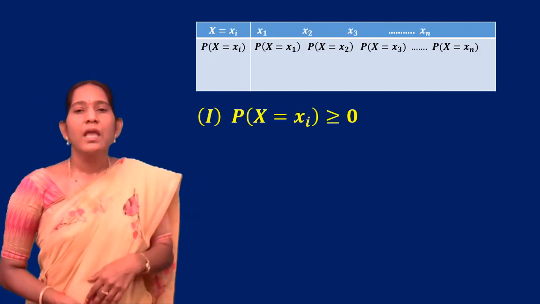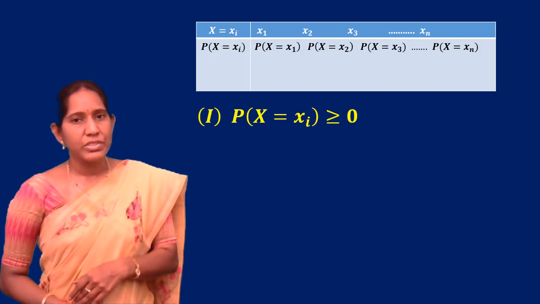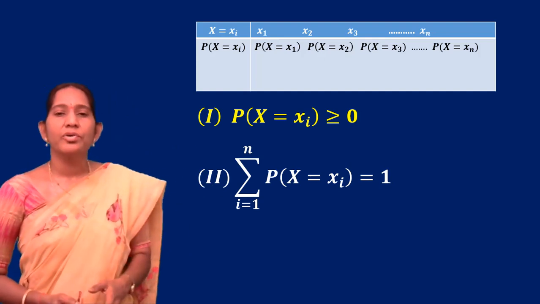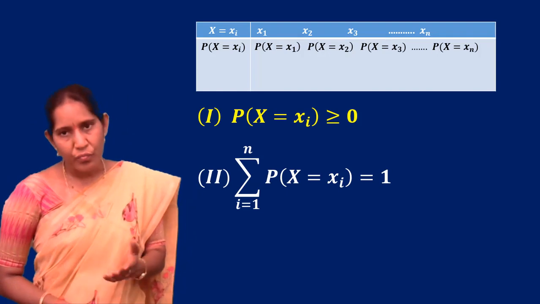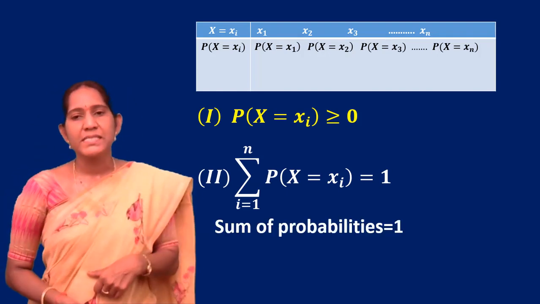First one is P of x is equal to xi greater than or equal to 0. And second one is sigma i is equal to 1 to n, P of x is equal to xi is equal to 1. So that is, the sum of probabilities is equal to 1.